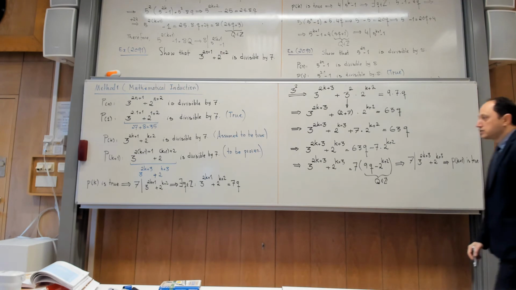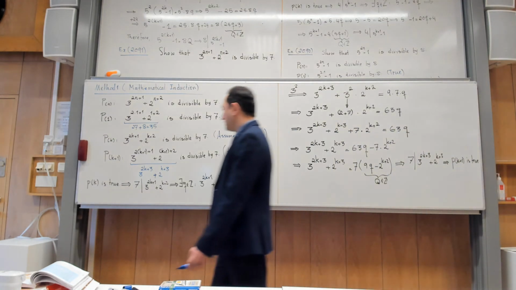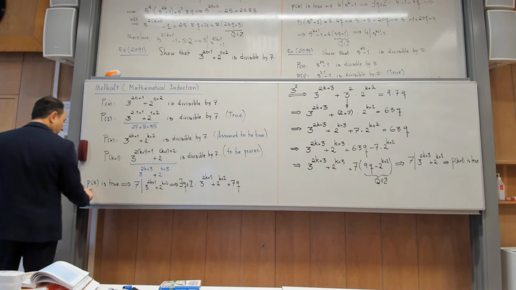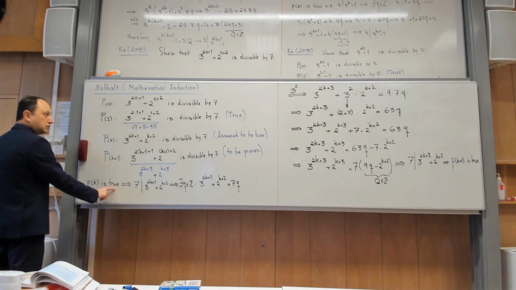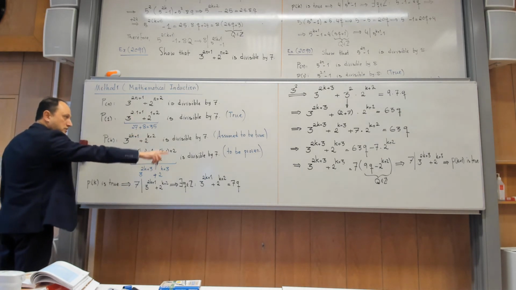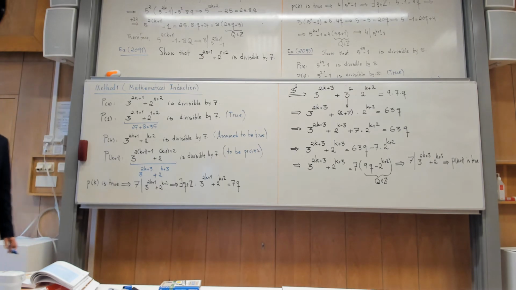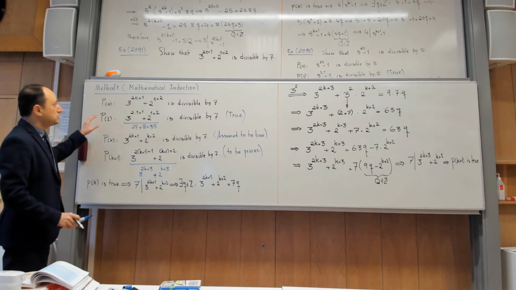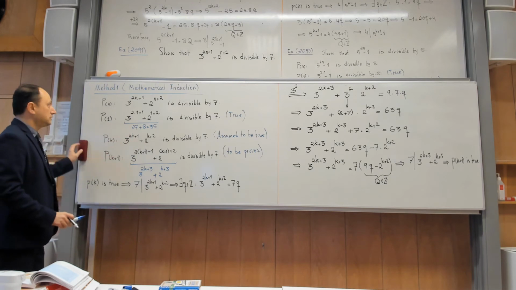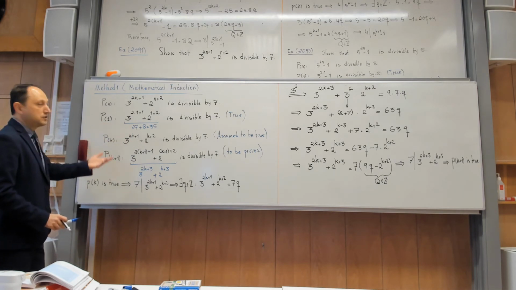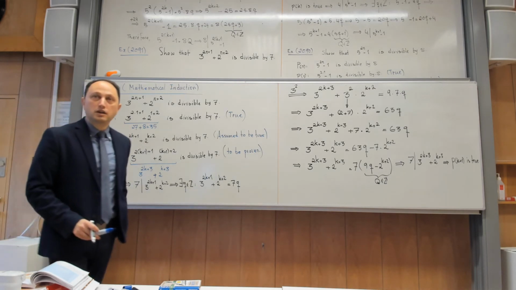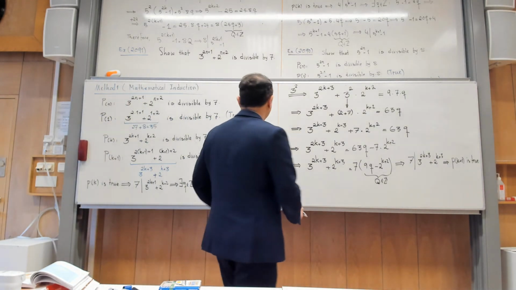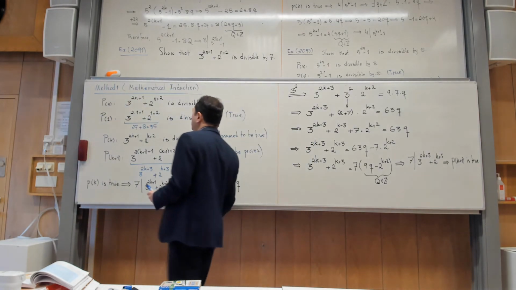So you see, I started with this assumption that P(k) is true. And after all these calculations, I concluded that P(k+1) is also true, so we are done. So this is one way to do that. Of course, if I ask you to do it using mathematical induction, you have to do it in this way. But if I just ask you to prove it, there's a better way to do that, and that is modular arithmetic. So let me write method 2.